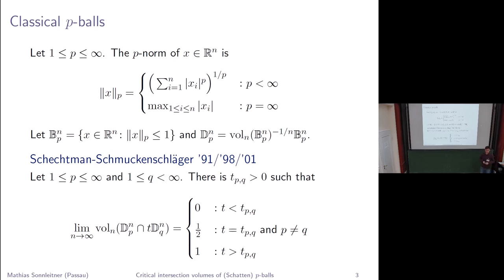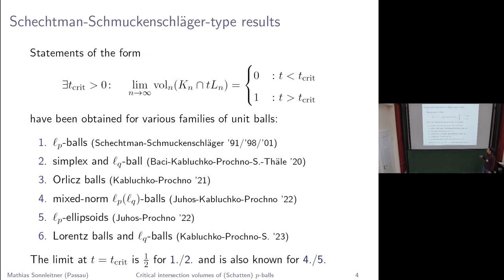This question and this result motivated several people in our community to study similar questions for different families, not only p balls. I list some of the results here. These statements are of the form that there exists some critical threshold above which we get volume 1 in the intersection and volume 0 if you are below.